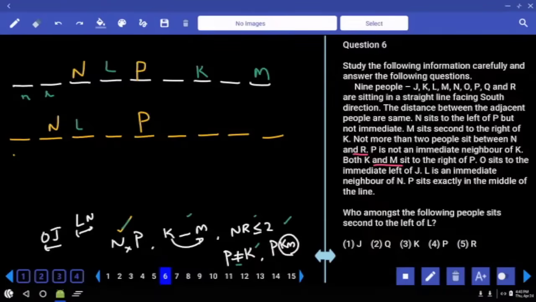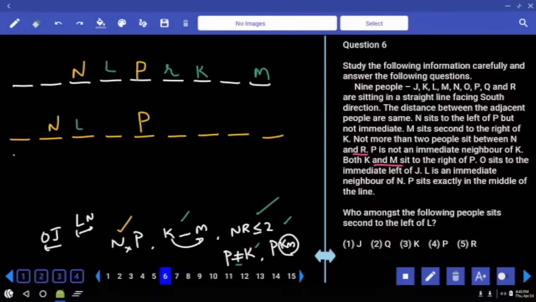Who should be on the right hand side of P? R can be here? Come on. N and R, how many? Lesser than or equals to 5. Now lesser than or equals to 2, hence we can have either 2 or lesser. Now if you have 2, then R will be here. Can we place R here or not? Now if R is at this place, then you put N and R lesser than or equal, K and M.